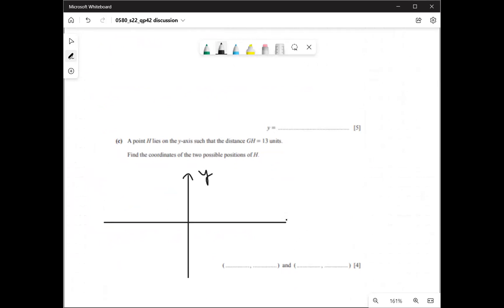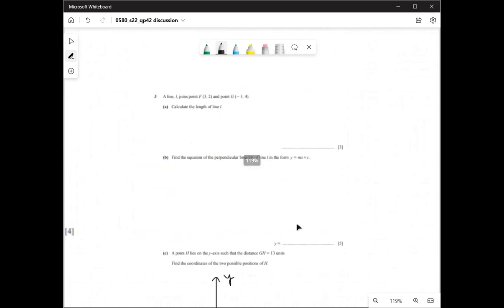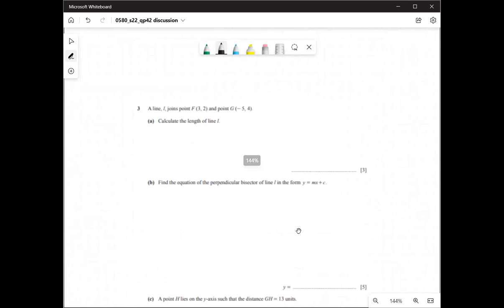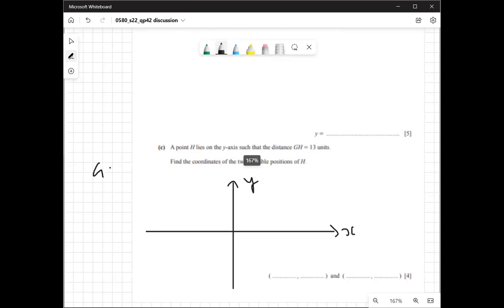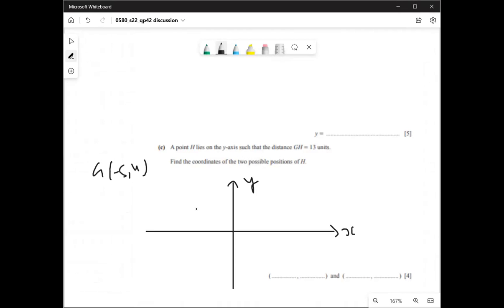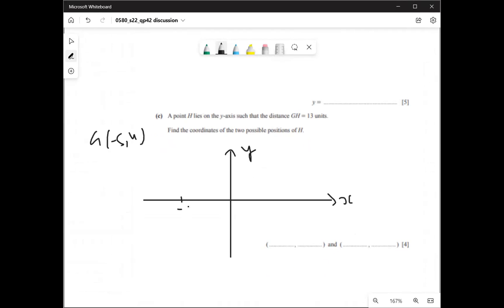Y and X. Now, where is G? G is (-5, 4), so somewhere on the top left. So this, let's say, is minus 5, and this is, let's say, 4. So this is the point G.